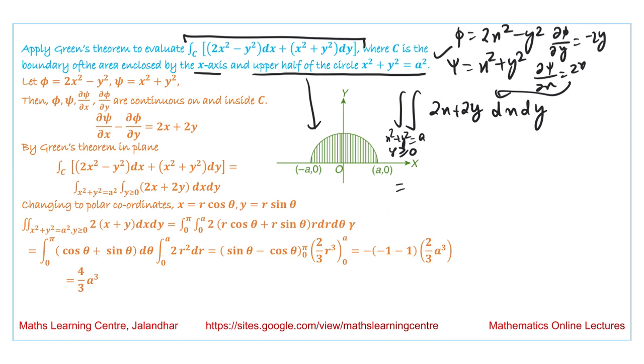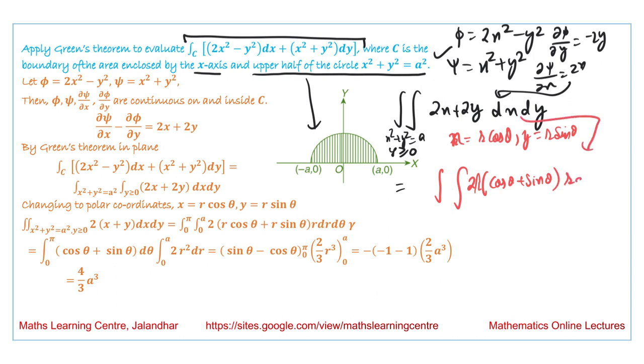So we are writing the answer by making the substitution. X is equal to r cos theta, y is equal to r sin theta. This integral will become double integral 2 into the value of r will come out, it is cos theta plus sin theta. In place of dx dy we will have it is r dr d theta, and the limits they will vary from 0 to a and 0 to pi. 0 to pi because it is the semicircle. Over here the value of theta that is 0, and over here the value of theta it is pi.